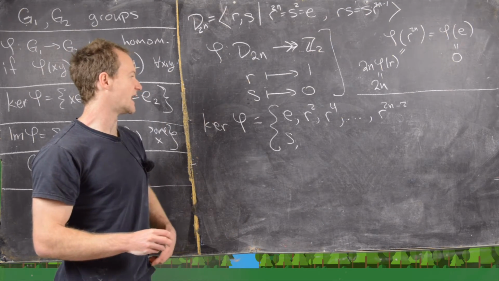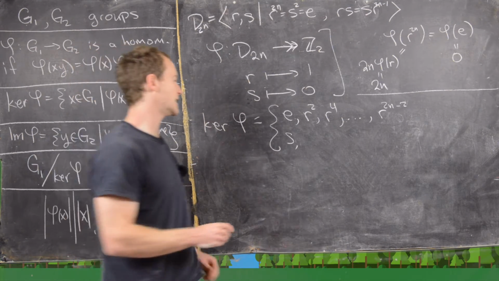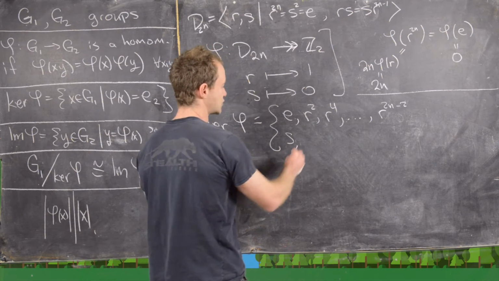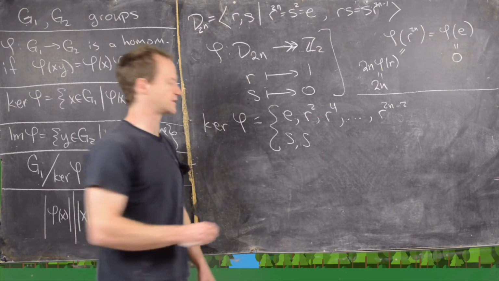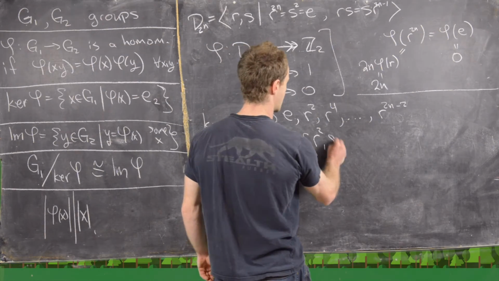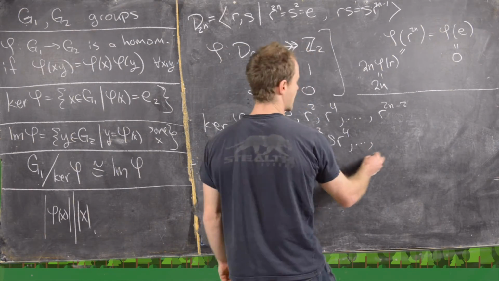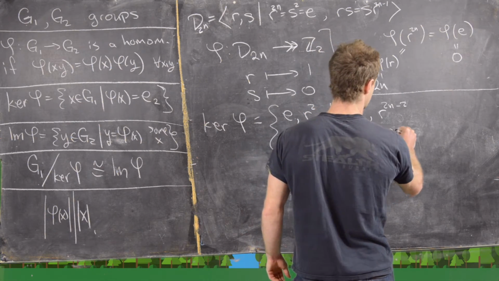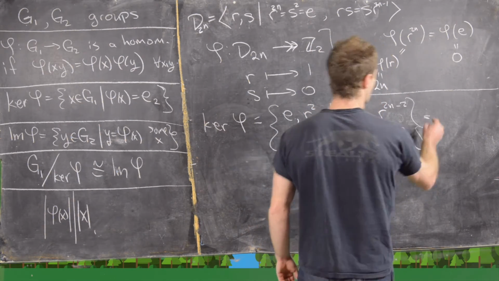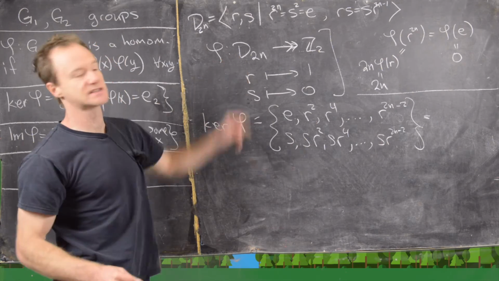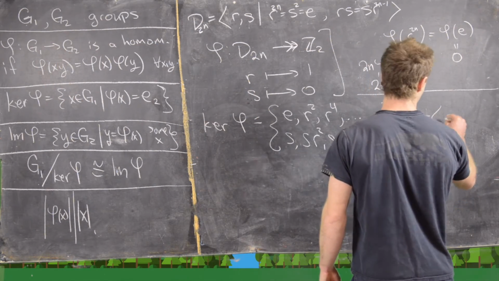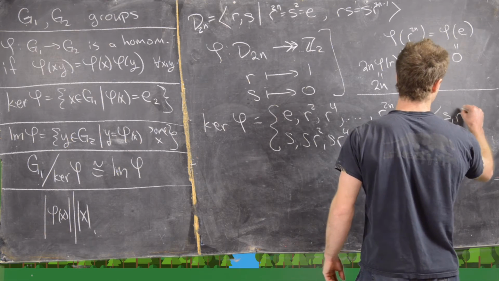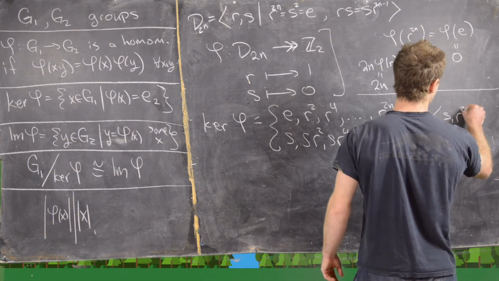Sorry, not every reflection, but every reflection of this form. So it'll contain S, SR squared, SR to the 4th, all the way up to SR to the 2n minus 2. But now notice that that is going to be a subgroup of D2n, which is generated by S and then R squared.